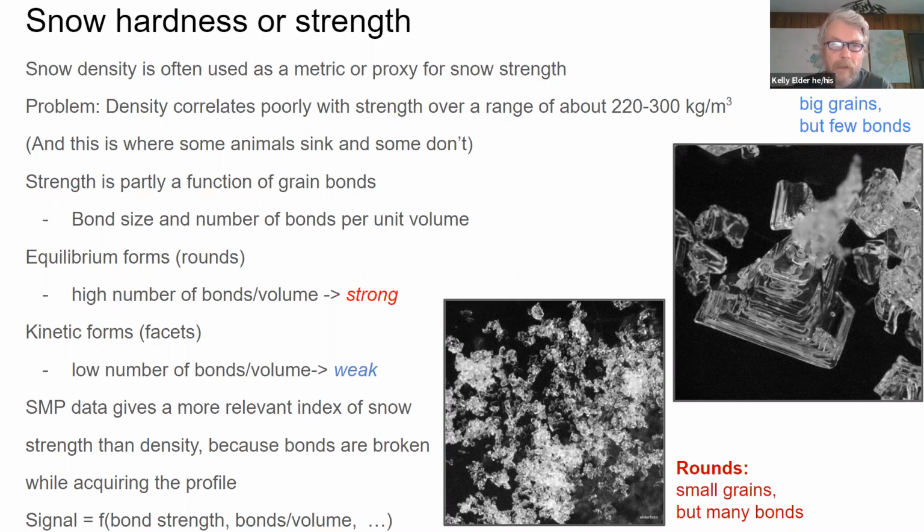So we tried to get at this some different ways with the data. These are just two pictures of examples. These are roughly the same scale, both magnified. One is equilibrium or rounds on the left, and the other is faceted or kinetic snow on the right. The grains themselves are very strong in terms of facets, big ice objects, but they tend to have few bonds per unit volume, and the bonds themselves may be very strong compared to an individual bond in the rounds, but there's just not very many of them.